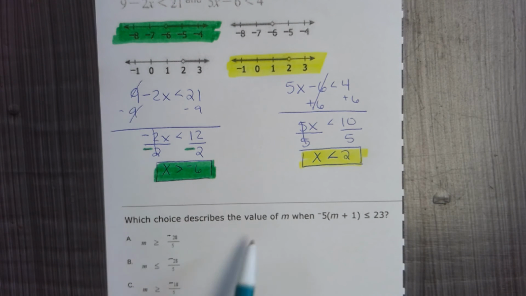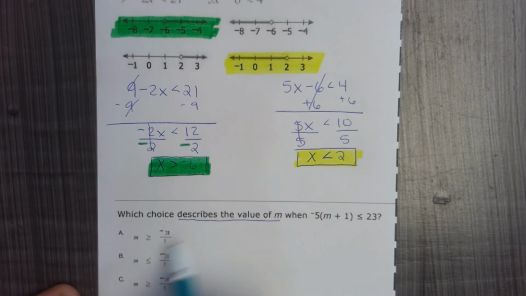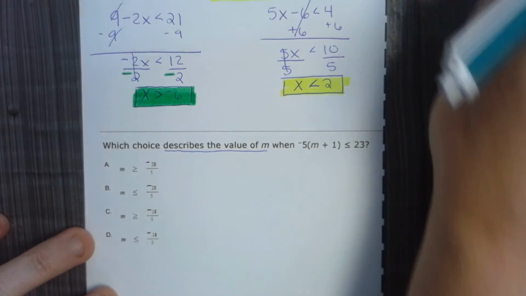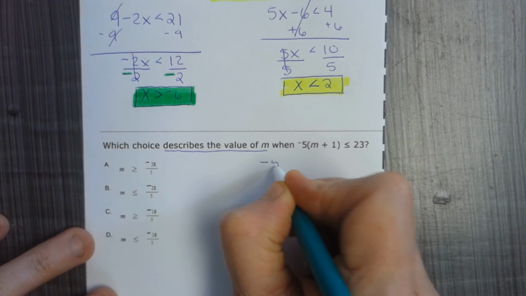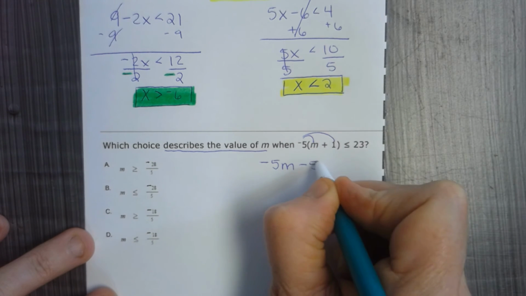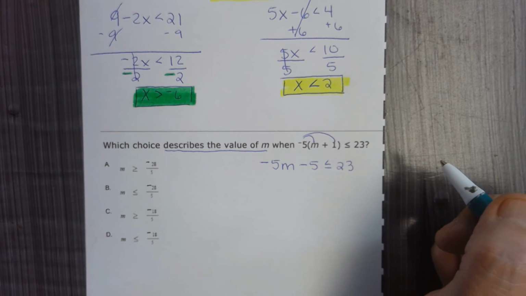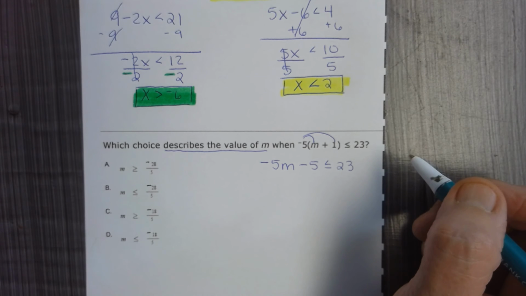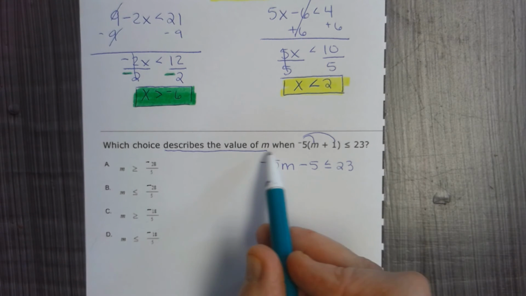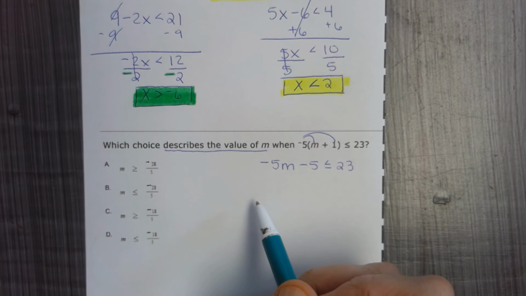All right, which choice describes the value of m? Well, if you look at the answers, they start with m. Yeah, they're asking you to solve this, okay? We're going to distribute. When we distribute, we get negative 5m minus 5, less than or equal to 23, okay? I already know why this was the most missed problem. The reason is eventually we're going to end up dividing both sides by a negative. So we probably missed the inequality sign on this one.